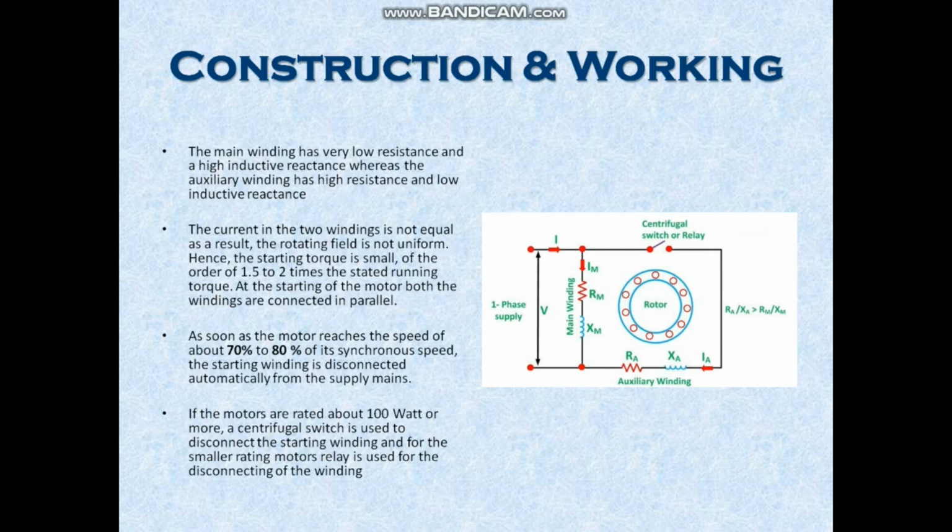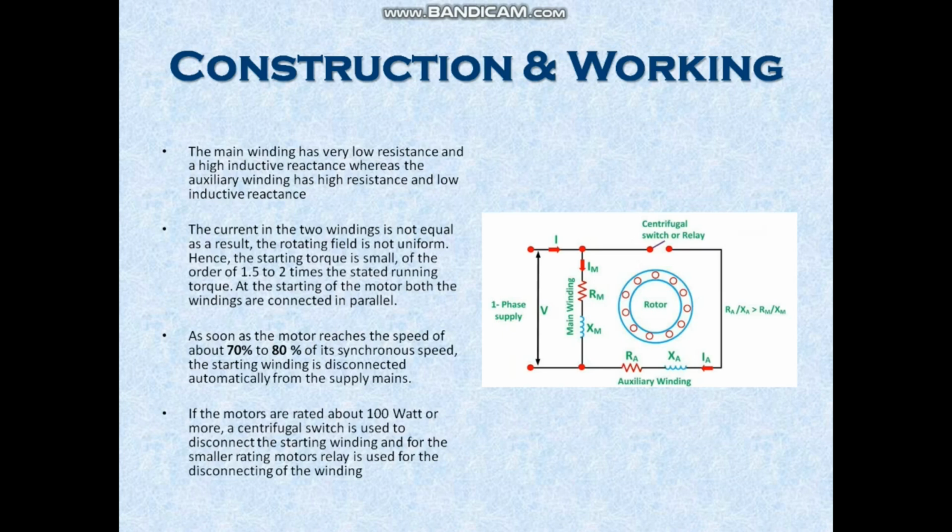The working principle of the split-phase squirrel cage induction motor is that its main winding has very low resistance and a high inductive reactance, whereas the auxiliary winding has high resistance and low inductive reactance, so the current in the two windings is not equal. As a result, the rotating field is not uniform. Hence, the starting torque is small, of the order of 1.5 to 2 times the rated running torque.